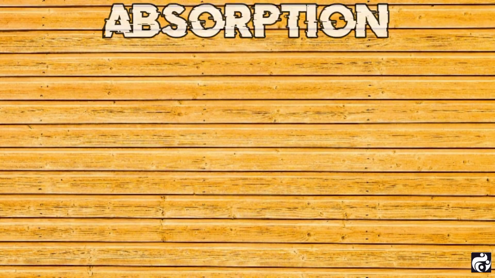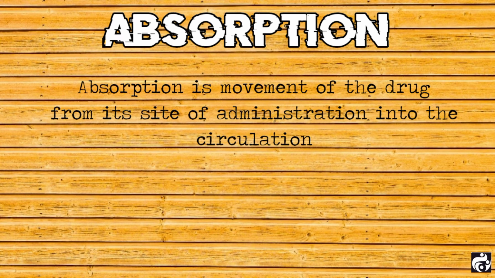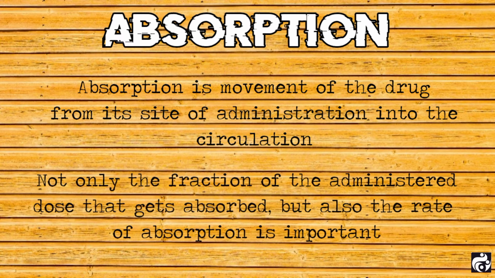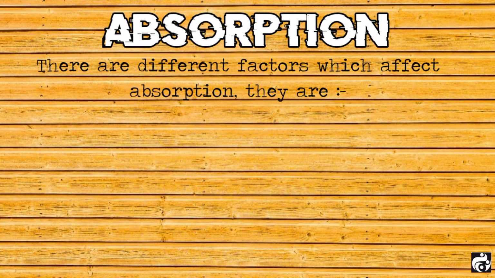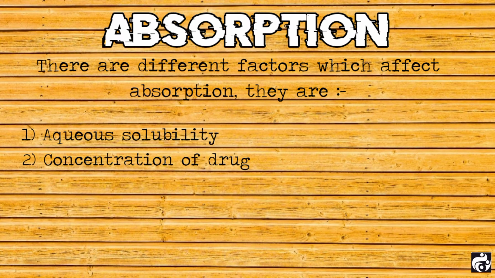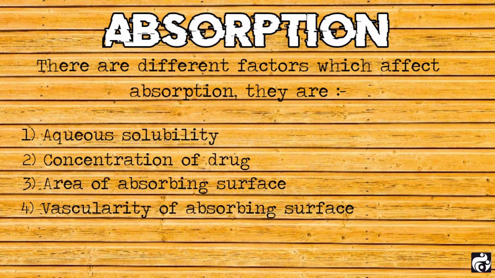Now, let's talk about absorption. Absorption is movement of the drug from its site of administration into the circulation. Not only the fraction of administered dose that gets absorbed, but also the rate of absorption is important. There are different factors which affect absorption. They are aqueous solubility, concentration of drug, area of absorbing surface, vascularity of absorbing surface, and route of drug administration.